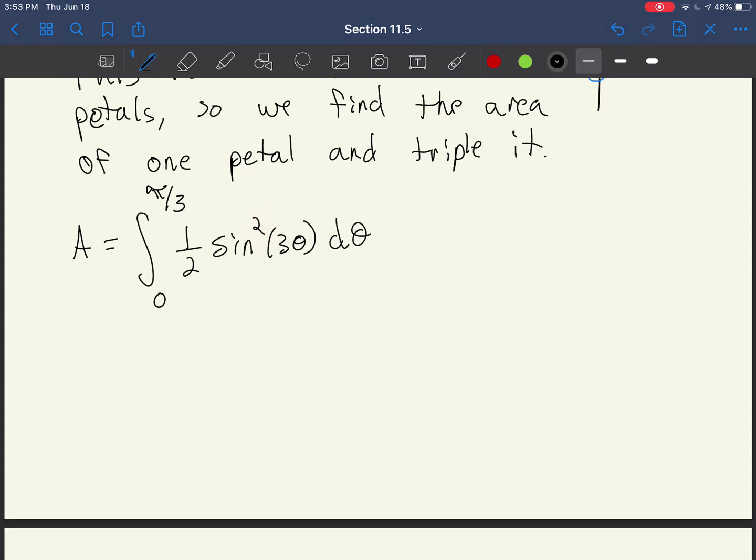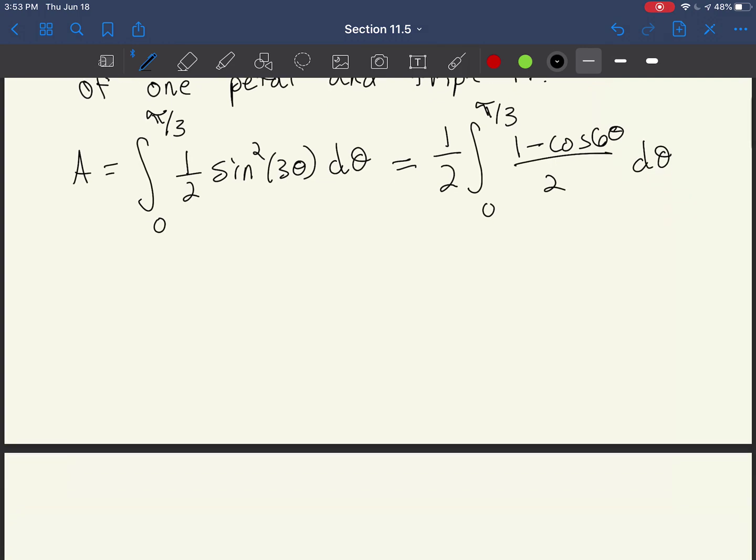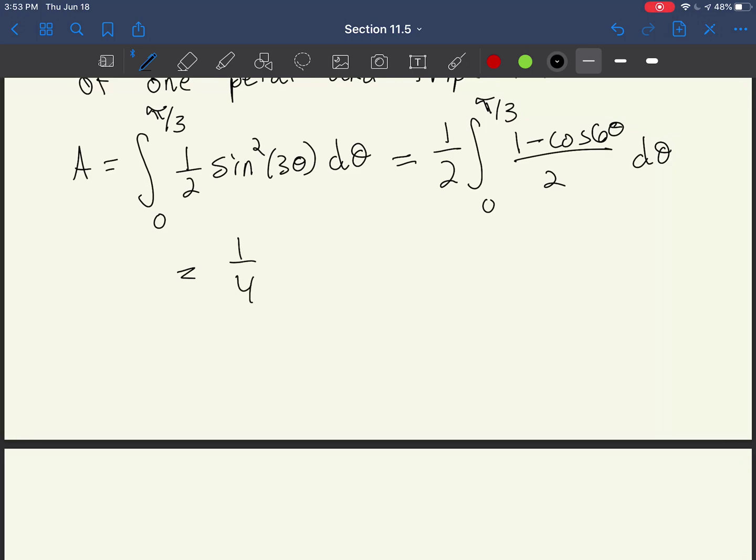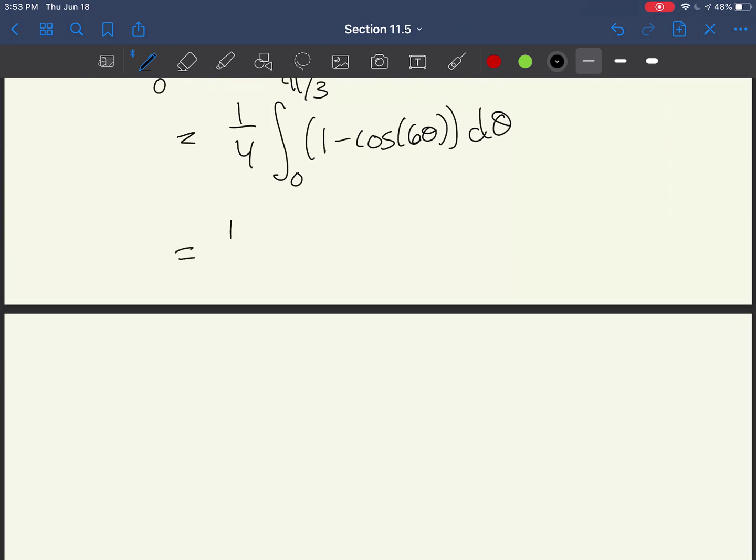Well, this integral is a trigonometric integral. We have powers of sines and cosines. Since all of the powers are even, we have sine squared and cosine to the 0, we're going to use the half angle formula. So pull out the 1/2, integral from 0 to pi over 3 of 1 minus cosine of 6 theta divided by 2 d theta. Well, this is 1/4 integral from 0 to pi over 3 of 1 minus cosine of 6 theta d theta.